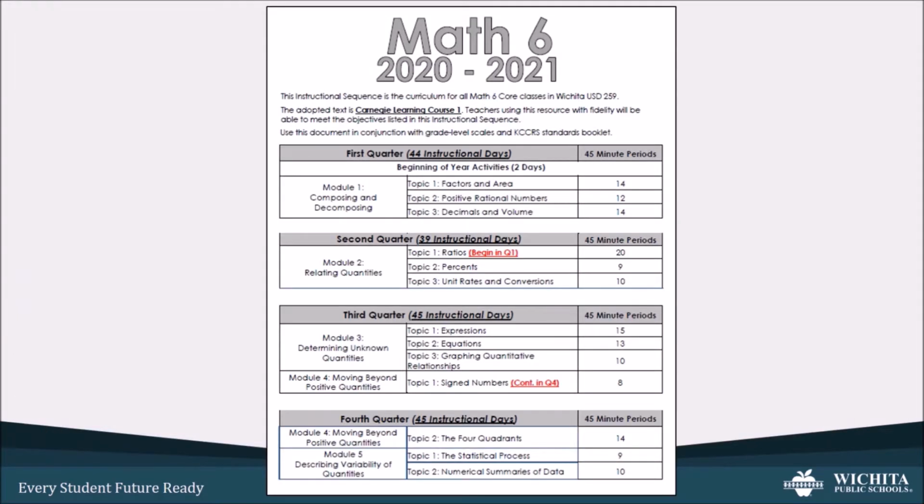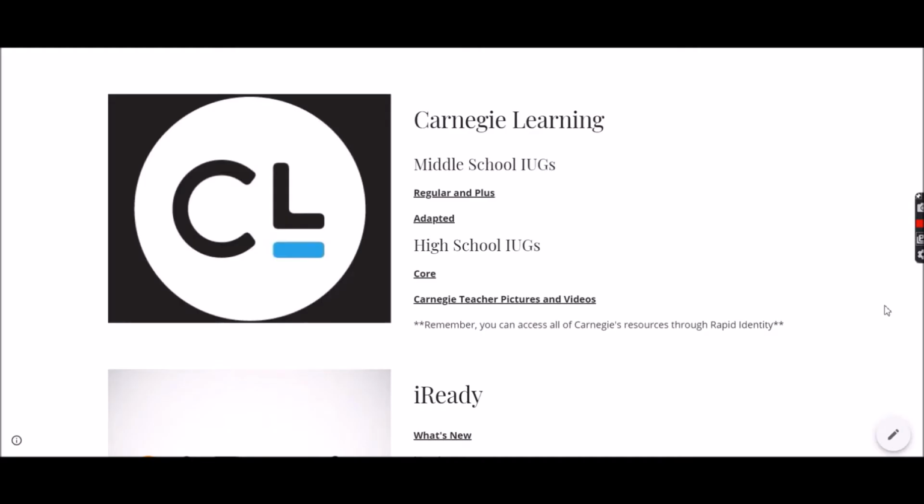One of the most important documents to familiarize yourself with would definitely be the instructional unit guide for your assigned course that you'll be teaching. Let's take a look at how you can locate the instructional unit guide multiple ways. To locate your course IUG, we can again begin by going to our WPS Math website and scrolling down past the SRG section to the Carnegie Learning section, and here you will find the links to all of the IUGs.